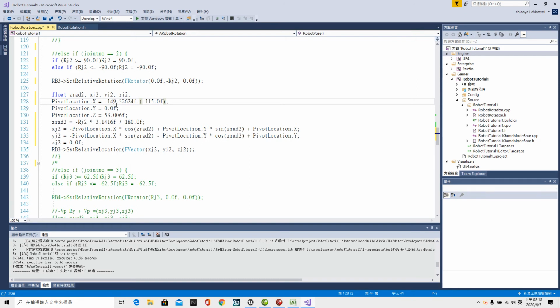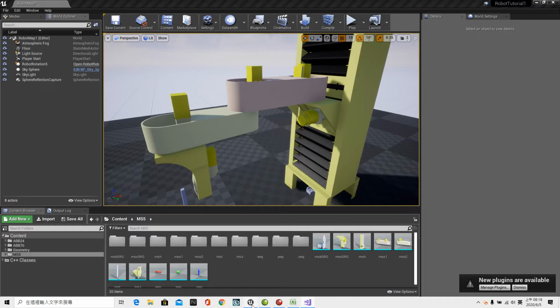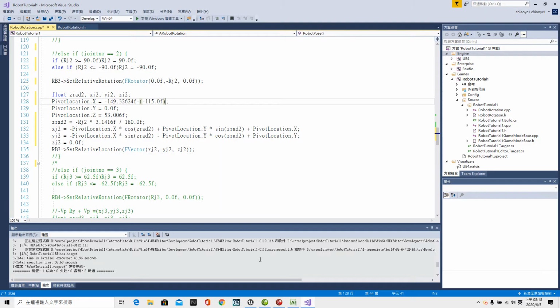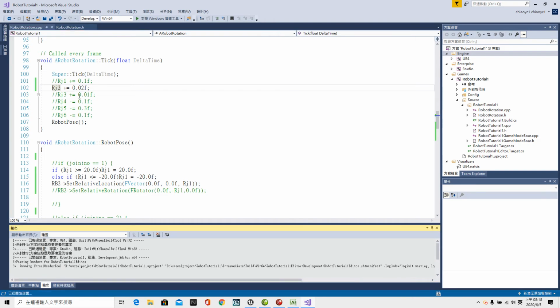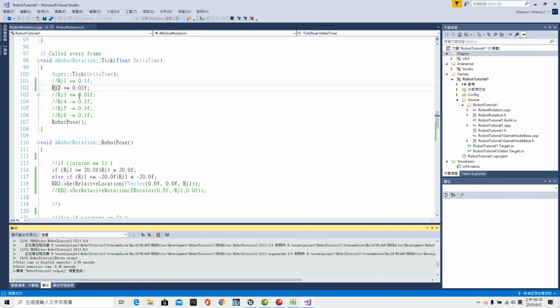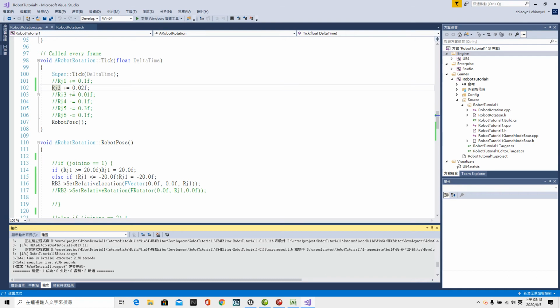After this correction, the arm from here to here is only about 34, minus 34. Okay, let's test the second rotation. Then we remove RJ1 and open RJ2. Control Shift B to see the results. Okay, success. Right now, rotating in the positive direction.